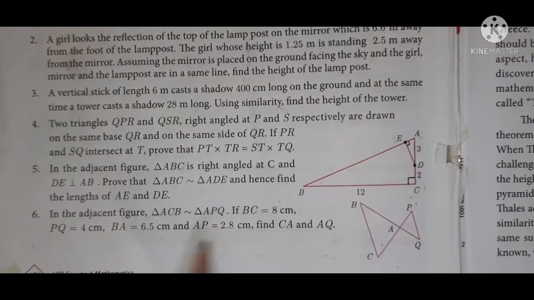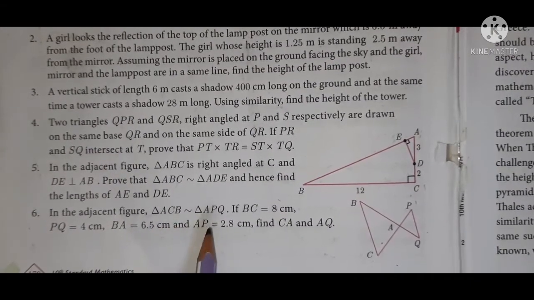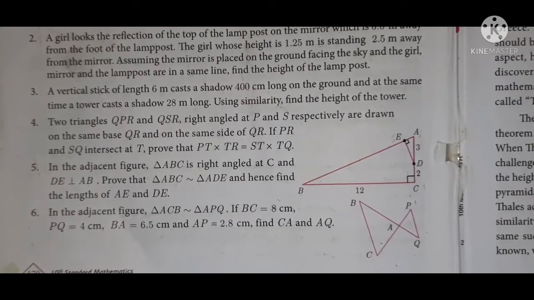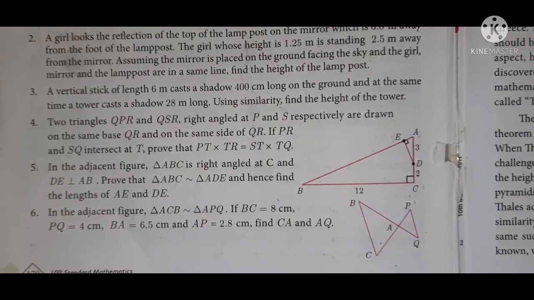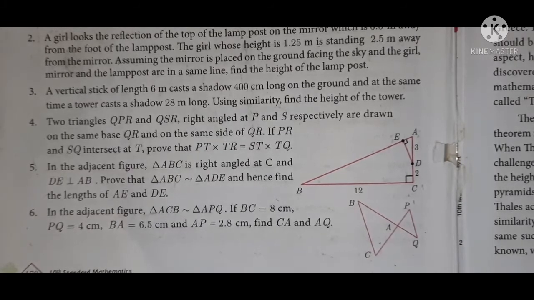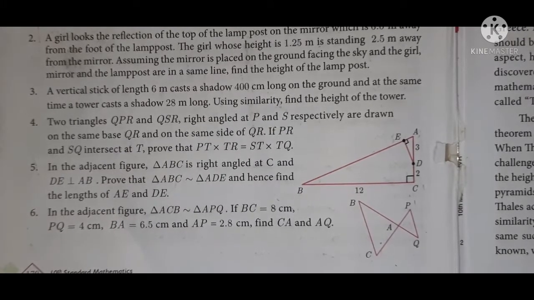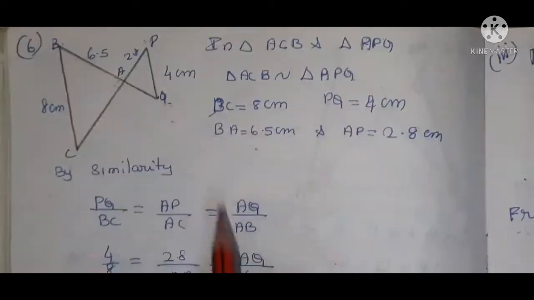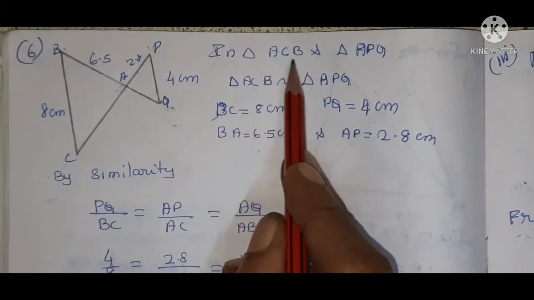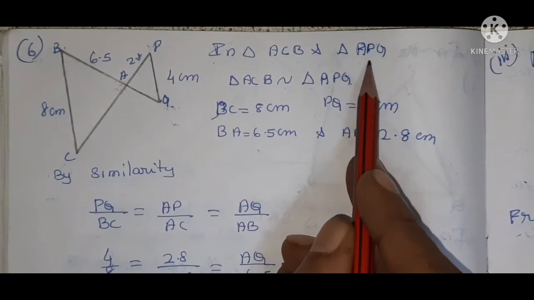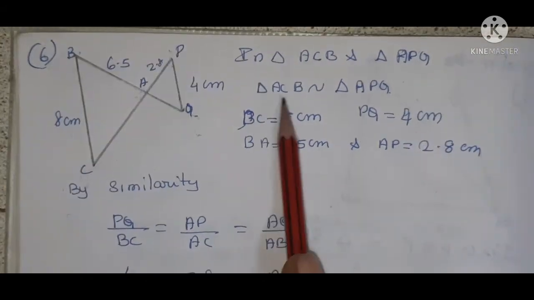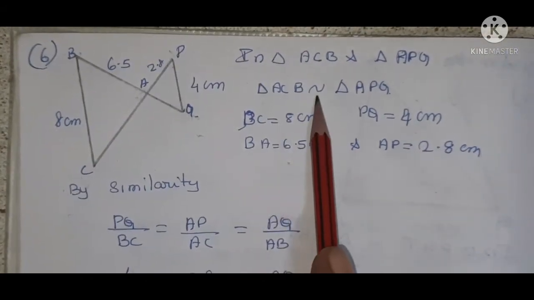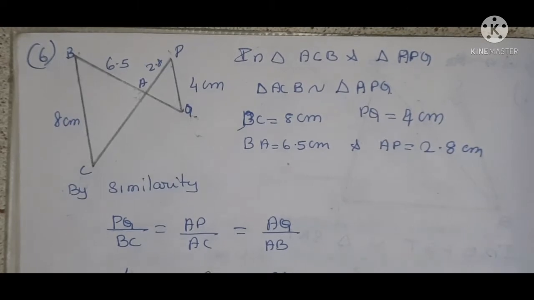Sixth sum. In the adjacent figure, triangle ACB is similar to triangle APQ. If BC is 8 cm, PQ is 4 cm, BA is 6.5 cm and AP is 2.8 cm, find CA and AQ. In triangle ACB and triangle APQ, triangle ACB is similar to triangle APQ.